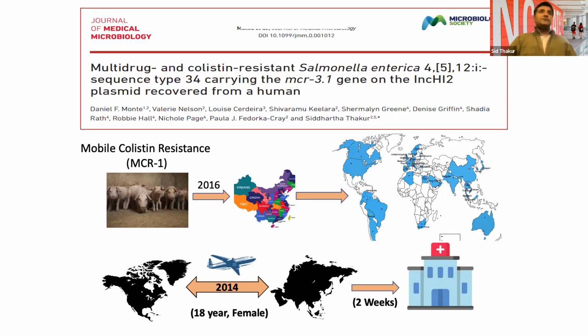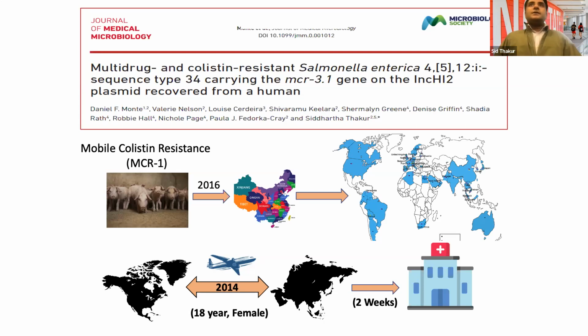But they told us this was an 18-year-old female who had just traveled to China. She spent some time there. When she came back to North Carolina, she felt sick. She was admitted to a hospital. We isolated Salmonella, and then we just put her into a freezer. And so we got her out of the freezer.